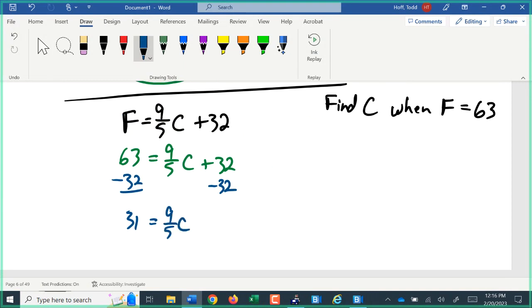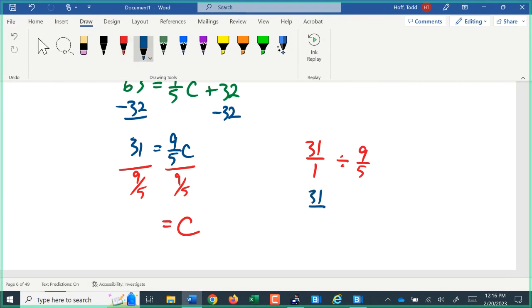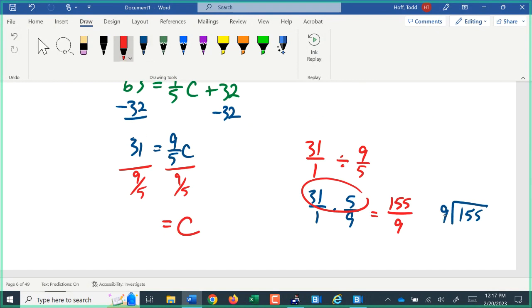Equals 9/5 C. And then we divide by the 9/5. That equals C over on the right side. 31 divided by 9/5. Make that 31 over 1 divided by 9 over 5. That'll become 31 over 1 times 5 over 9. 31 times 5 is 155. And 1 times 9 is 9. And then we have to divide that out. 155 divided by 9 gives us a mixed number.